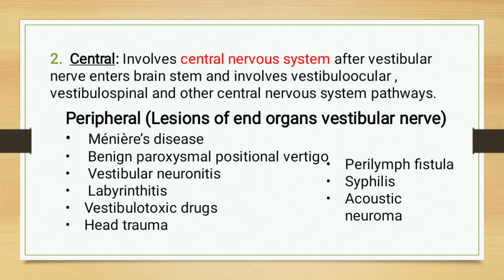And the central one involves the central nervous system after the vestibular nerve enters the brainstem, and it also involves vestibulo-ocular, vestibulospinal, and other pathways of the central nervous system.